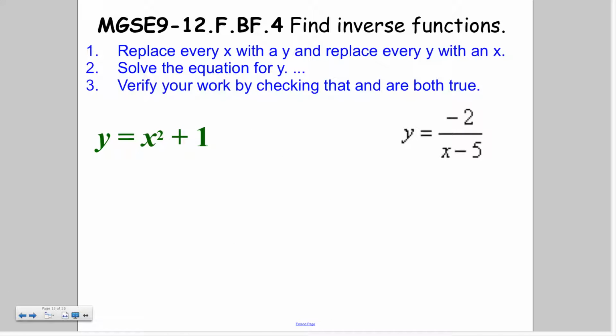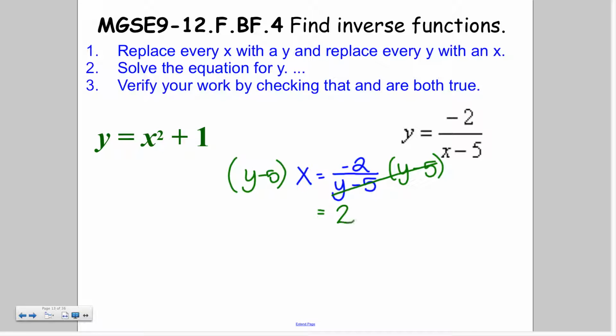All right, so step 1, replace x with y. So we have x is equal to negative 2 over y minus 5. Now, how do we get rid of a fraction? We multiply by what's on the bottom. So y minus 5 on both sides. That cancels this side out and we're just left with 2.